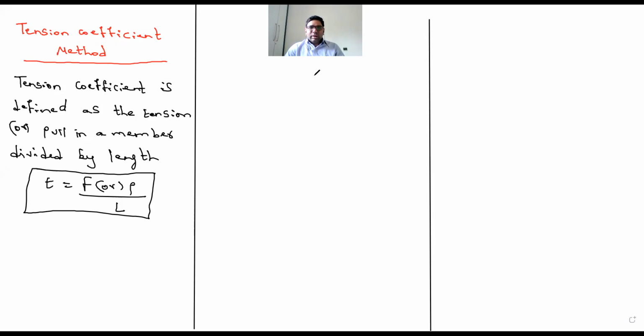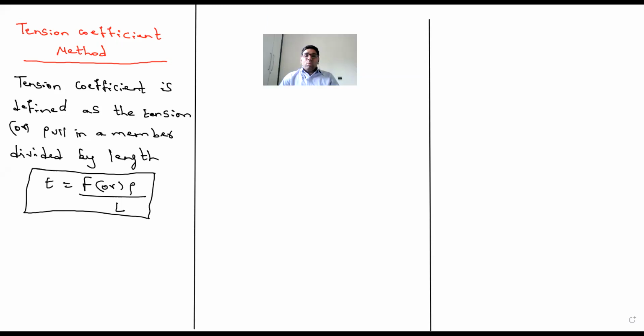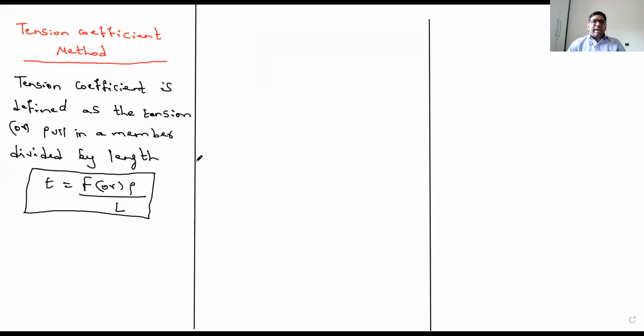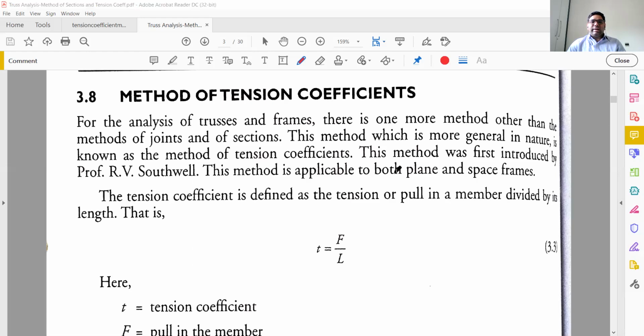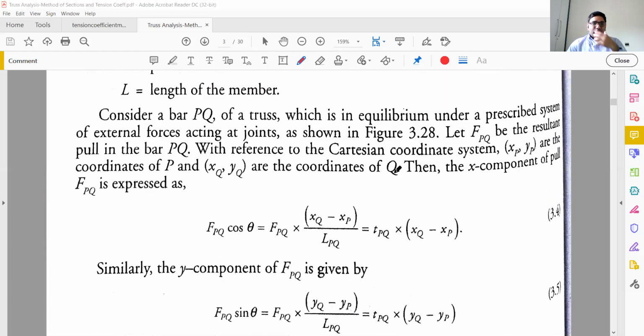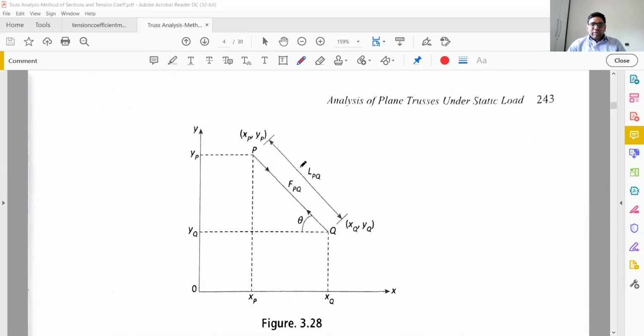Please have a look at it. The concept that I'm going to explain is the methodology to be considered for the analysis of a truss using tension coefficient. Now, all of you can see on the screen, this is a bar PQ. PQ is a truss member or a bar. You know what a bar is from strength of materials 1 or engineering mechanics.